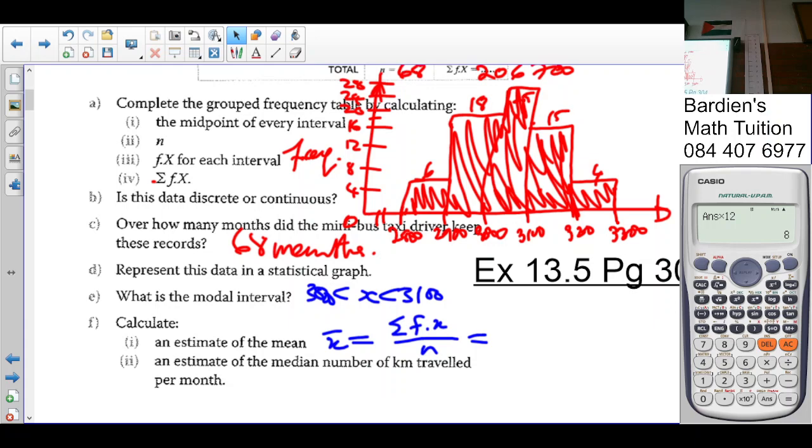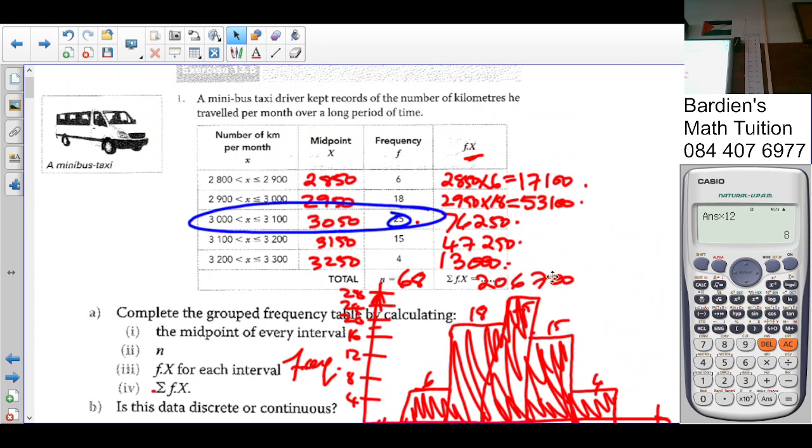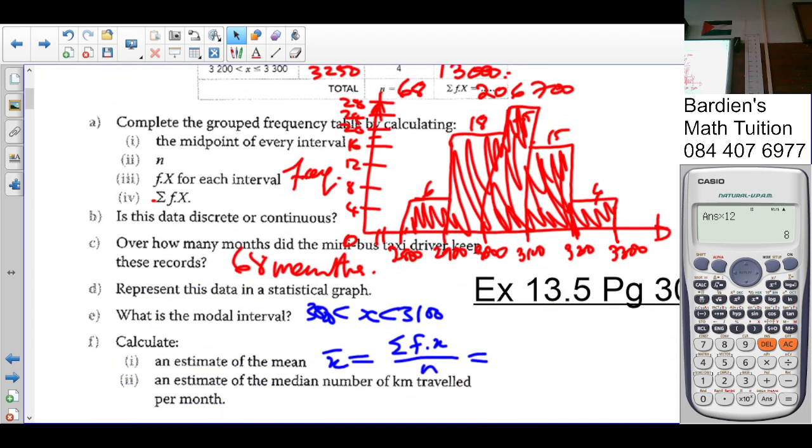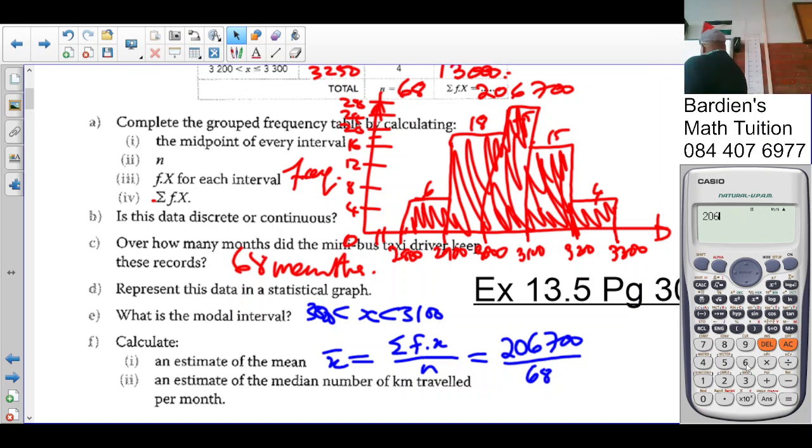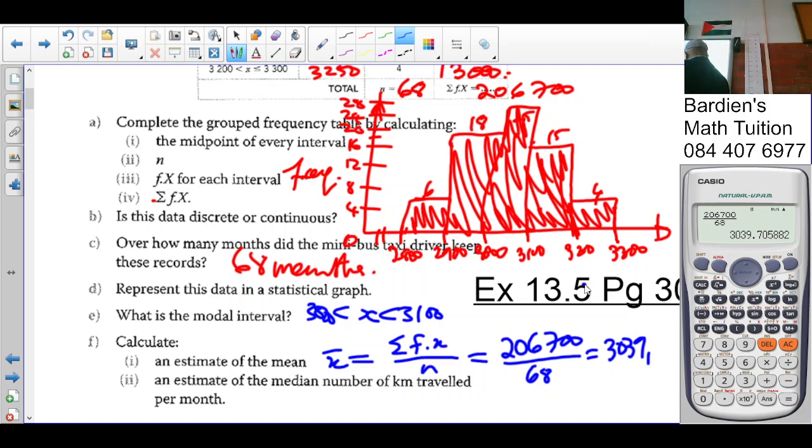Okay. So did we work out the sum of the frequencies times your class midpoint? Yes. What did we get? 206,700. 206,700 divided by how many entries were here? Well, how many months did we record for? 68 months. So 206,700 over 68 gives us 3,039.7. And this is your kilometers per month. This is the distance now. So it's kilometers per month, on average. Okay. Does it make sense?